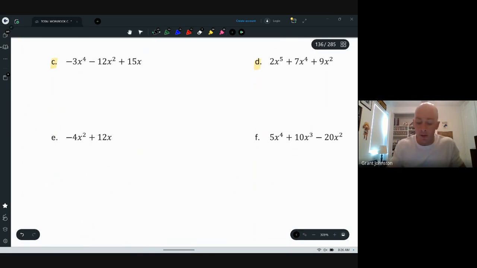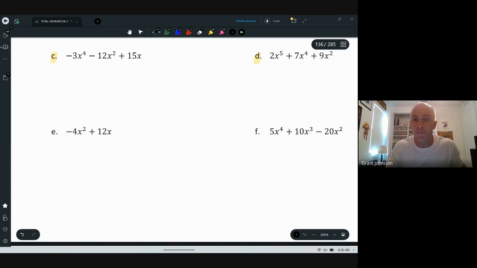C is a little bit unique because it has a negative leading coefficient. And typically when you have a negative leading coefficient, we see that -3 out there, we're going to want to factor out a negative. So let's look at this. We got -3x to the fourth minus 12x to the second plus 15x.